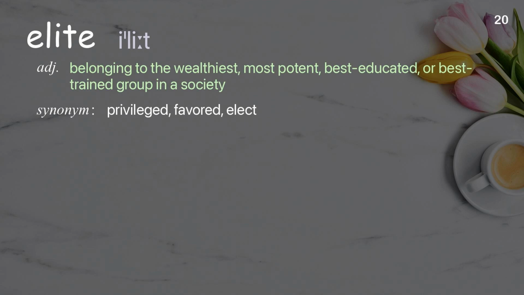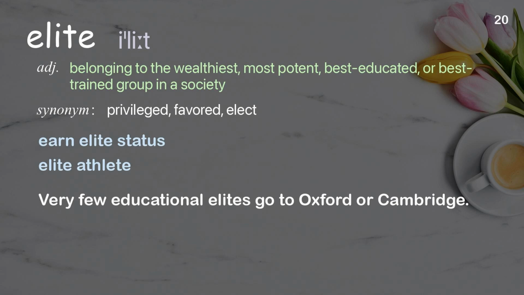Elite. Belonging to the wealthiest, most potent, best educated, or best trained group in a society. Examples: Earn elite status. Elite athlete. Very few educational elites go to Oxford or Cambridge.